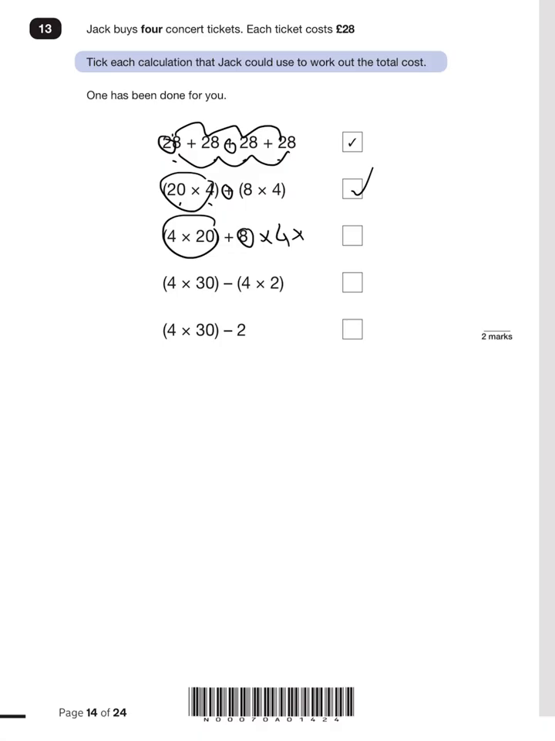If we do 4 times 30 minus 4 times 2, what this is saying is 30 minus 2 is 28. So essentially, that is the same. So I think that would be correct. 4 times 30 minus 2, again, that is missing the times 4 parts here. So that must be wrong.